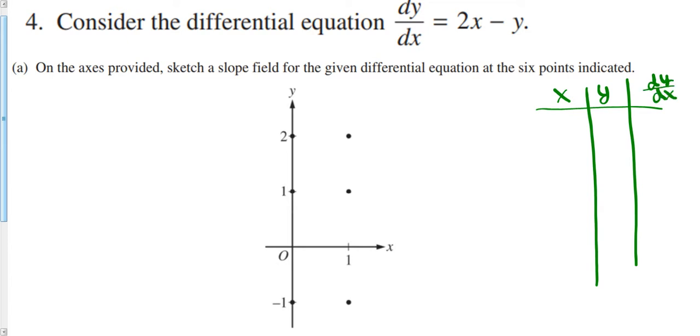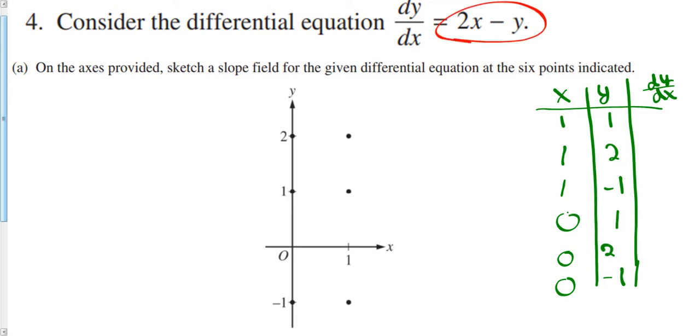So it looks like there's x equals 1, and there's 1, 2, 3 of those. And then there's x equals 0, and there's 3 of those. So it looks like we have (1, 1), (1, 2), and (1, -1). And then we have (0, 1), (0, 2), and (0, -1). So all we need to really do is take all of these and plug it into this to find the slope. So the slope is going to be, in this case, 2 times 1, 2x, minus 1. So it's just going to be 1. That's what your slope's going to be there.